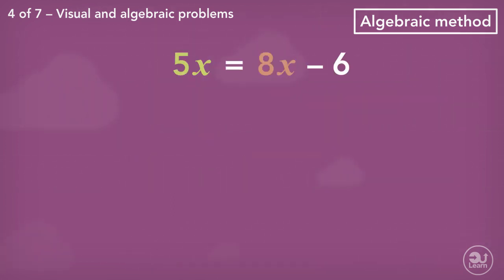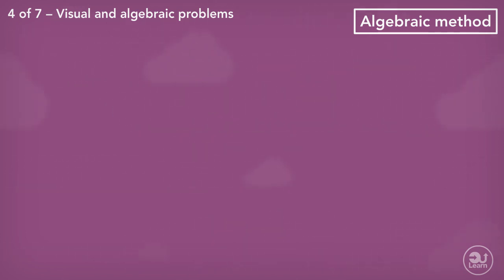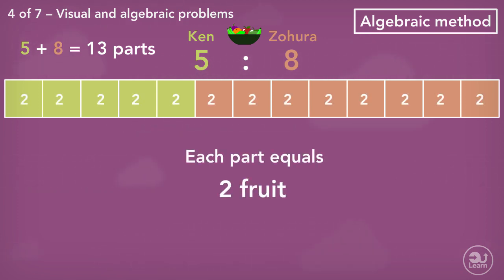All we do now is solve the equation. Subtract 8x from both sides, then divide both sides by -3. x will therefore be equal to 2. To find the total, we know that we have 13 parts in total, where each part represents 2 fruit. Therefore, the total amount of fruit Ken and Zahura have is 13 parts times 2 fruit, which is 26 fruit.